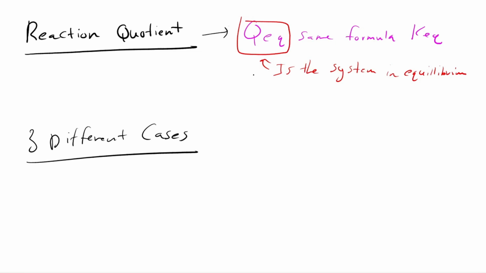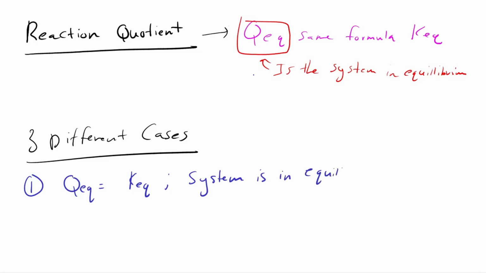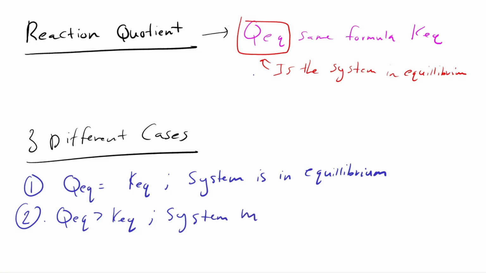For my case number one, I'm going to write this all in blue here. If my Q is equal to my K_eq, then my system is in equilibrium. Now, for number two, if my Q is greater than my K_eq, then my system must shift to the left. The reason for this is that the product to reactant ratio would become too high.